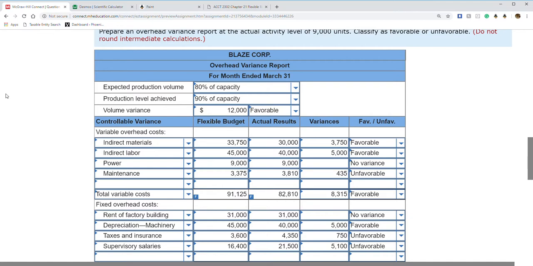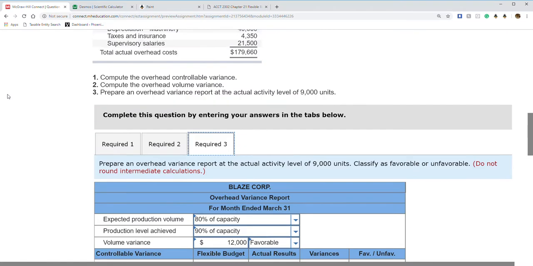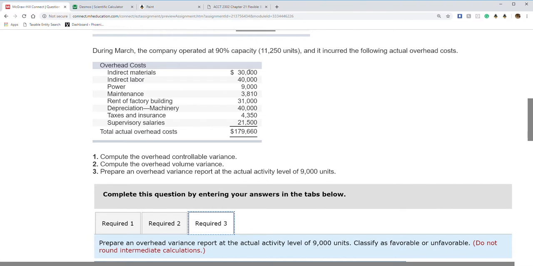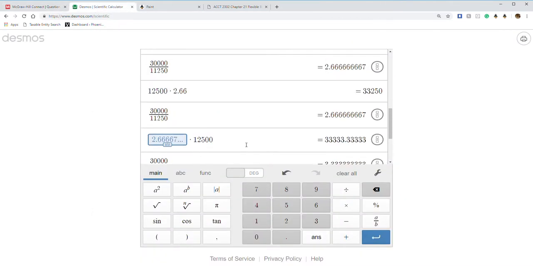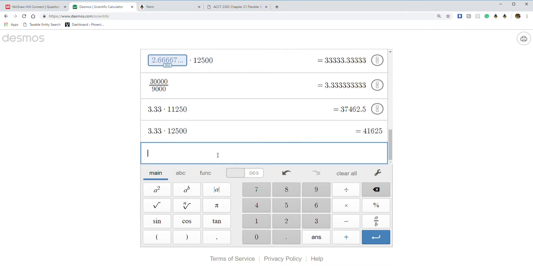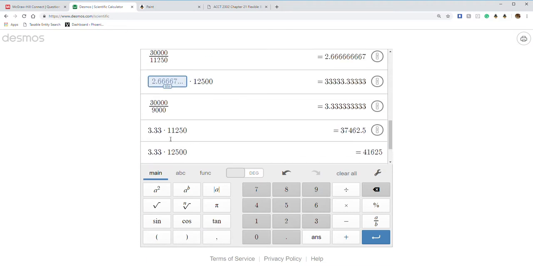Because, again, as you saw, I just took the actual results, because this is how much it's based on, and divided, and then multiplying, I almost got exactly what they got. So, they're trying to report on actual level of 9,000 units, and it doesn't seem that's exactly what's coming out. Because again, 2.66 times 9,000, not going to come out.